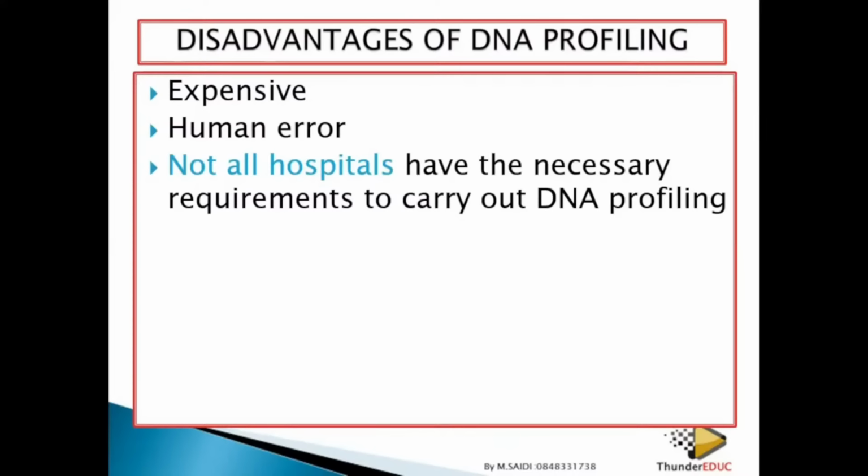Whether they are government schools or private schools, you find that they have different categories or different degrees. What about hospitals? Still, some hospitals are well off. They can have these techniques to be supported. Others don't. Others have equipment, but they don't have the chemicals used for this to happen. So you see that some hospitals don't have the necessary requirements to carry out this DNA profiling.